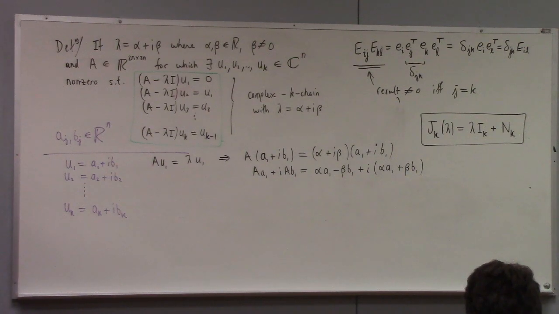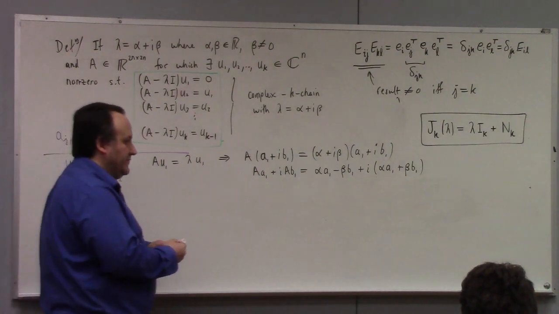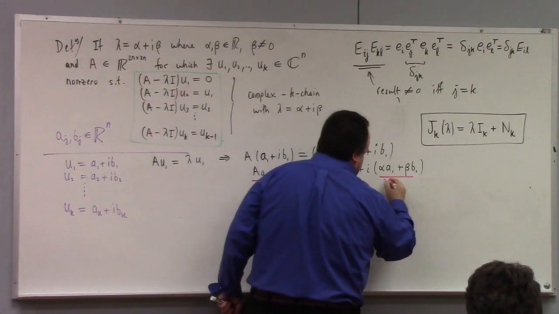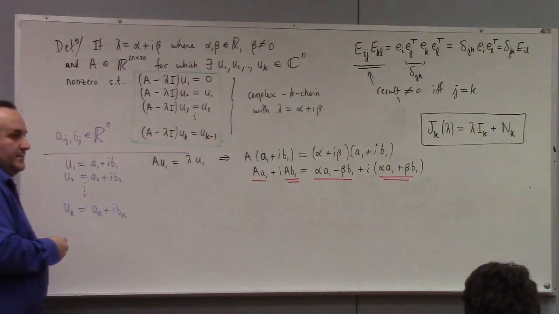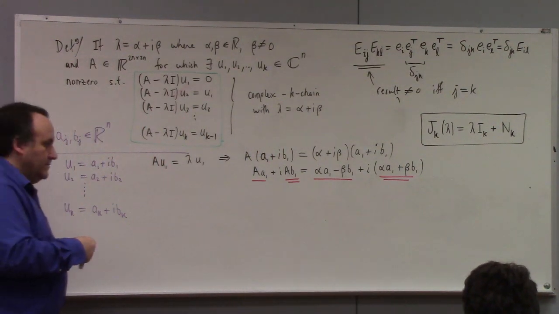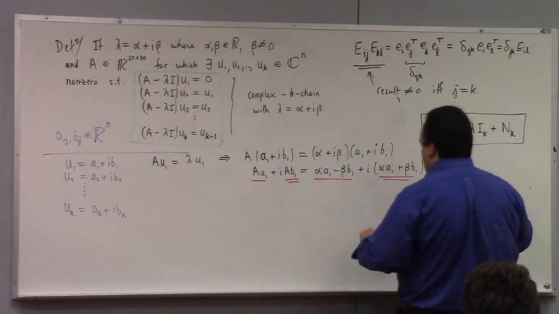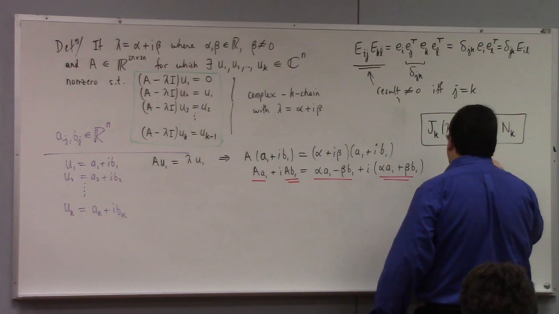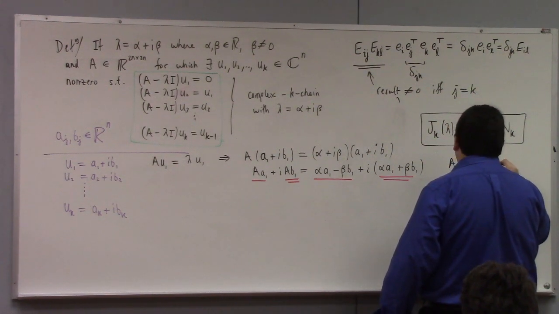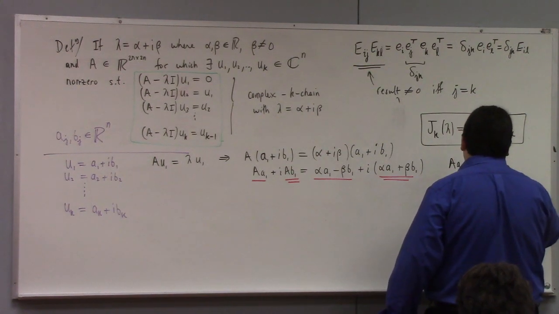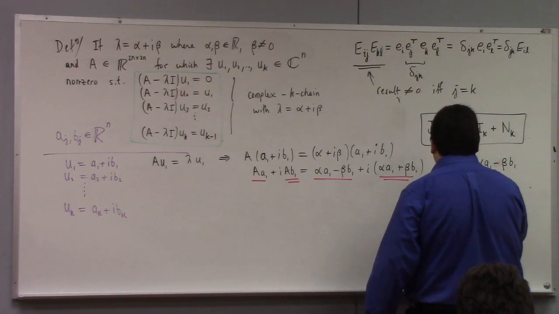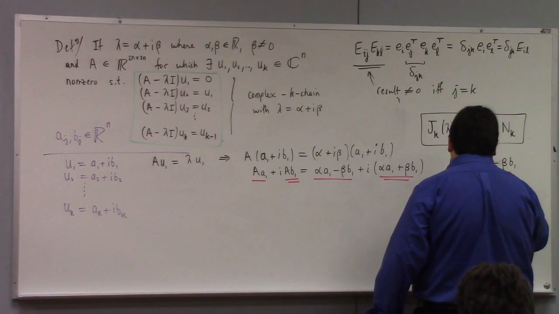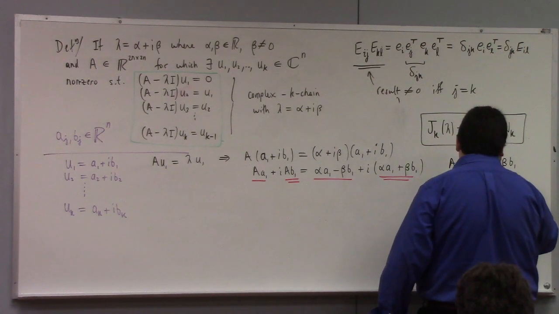So from that, I can read two real equations. I get the real part is equal to the real part, so this part is equal to that part. And I get the imaginary part is equal to the imaginary part. All right? So I'll write those over here for good measure. A a1 is equal to alpha a1 minus beta b1. A b1 is equal to alpha b1 plus beta a1. So we're going to save those for later.